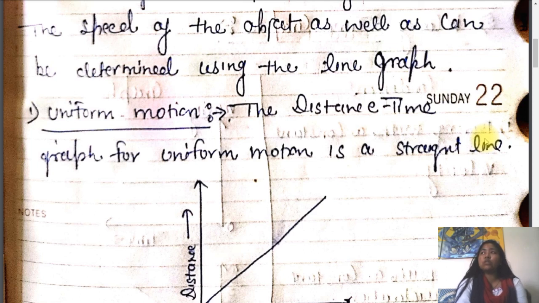So equal distances traveled in equal intervals of time is defined as uniform motion. Whenever we have the distance-time graph for uniform motion, that is always a straight line.